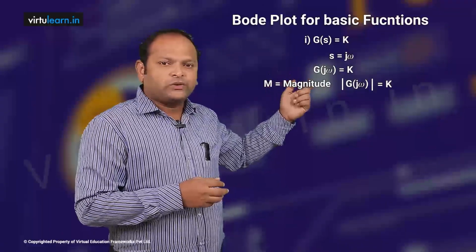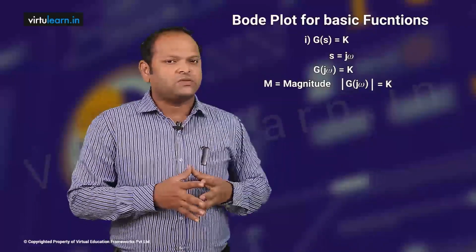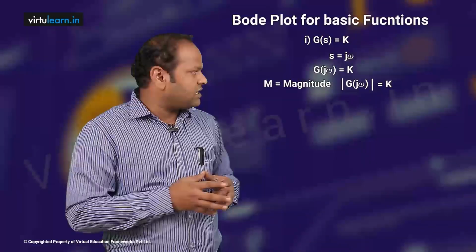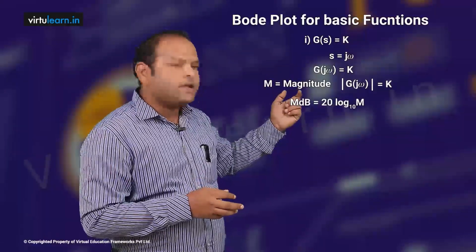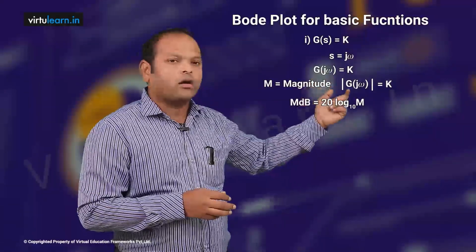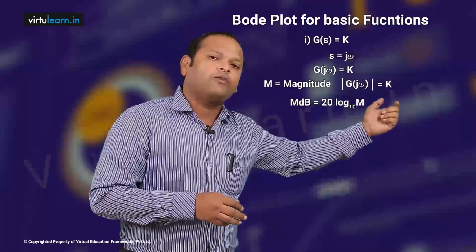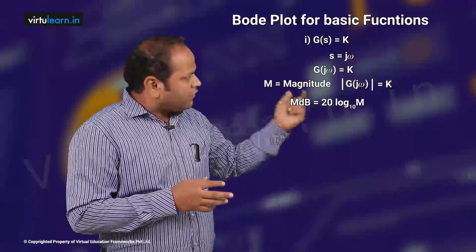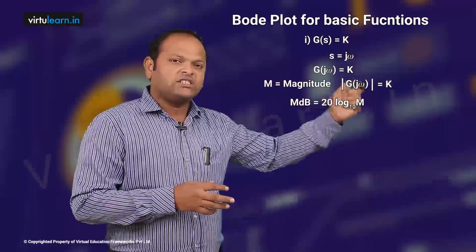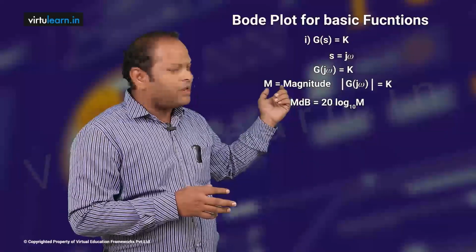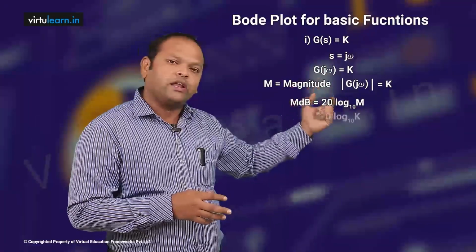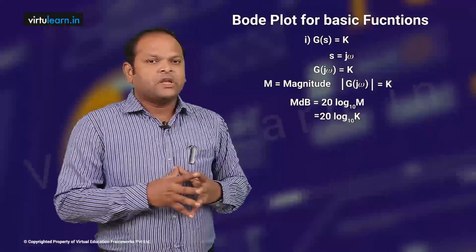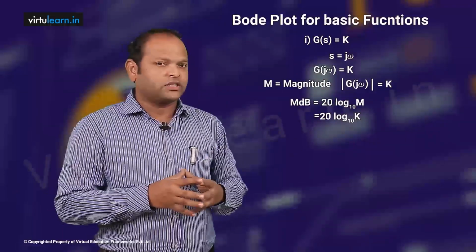Then this magnitude is generally expressed in terms of decibels. So what is M dB? M dB is nothing but 20 log base 10 of M. What is M? M is K. So M dB in this case is equal to 20 log base 10 K. This is the magnitude expression.